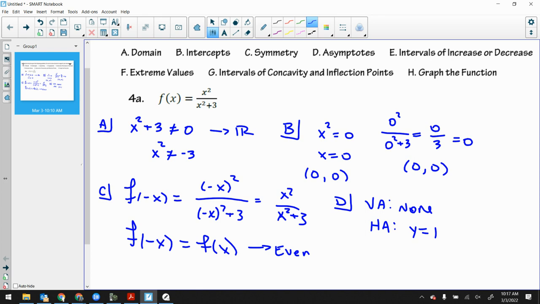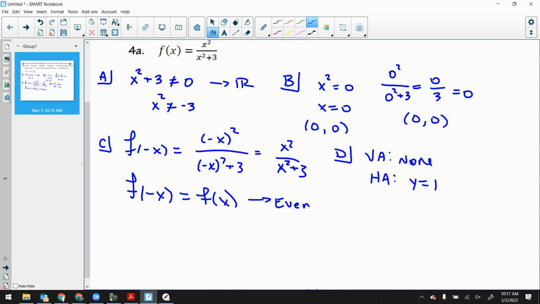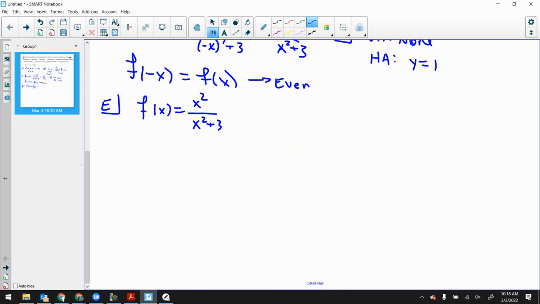All right, so now let's take a look at intervals of increase or decrease. Here is where I need to perform the derivative. So I'm just going to rewrite this. If f of x is equal to x squared over x squared plus 3, rewriting it so that I can scroll down, let's find f prime of x.